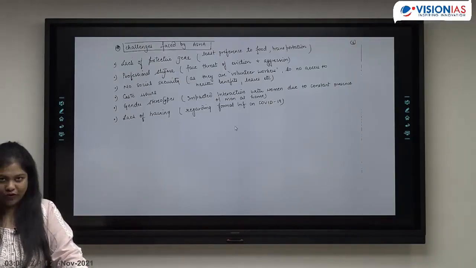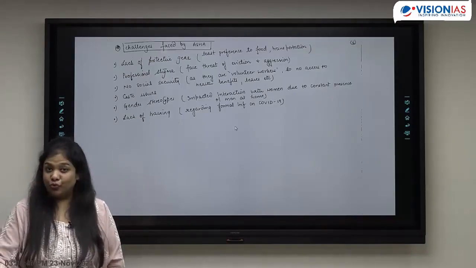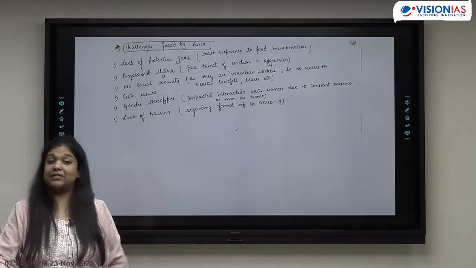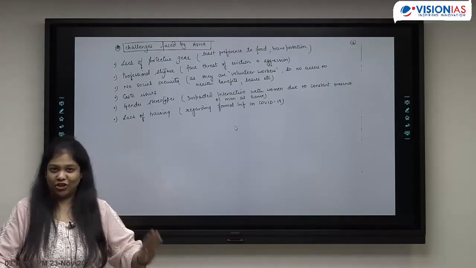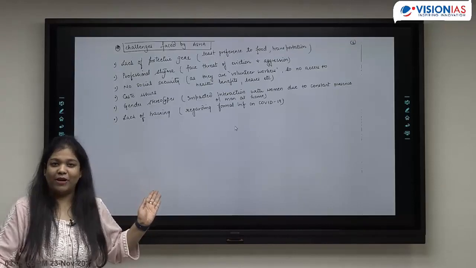in the context of COVID-19. So neither protective gear was given, nor allowance, nor preference for food, nor training. Stereotyping was separate, and social security was not given. There was always a constant fear. In fact, because of this, a lot of mental health problems have emerged.